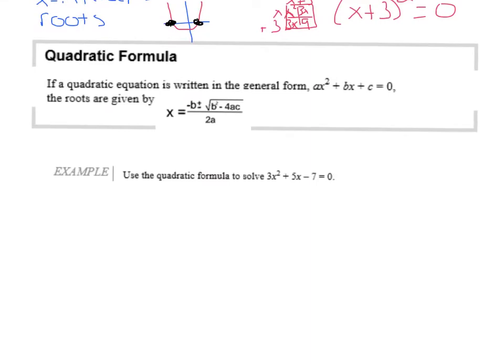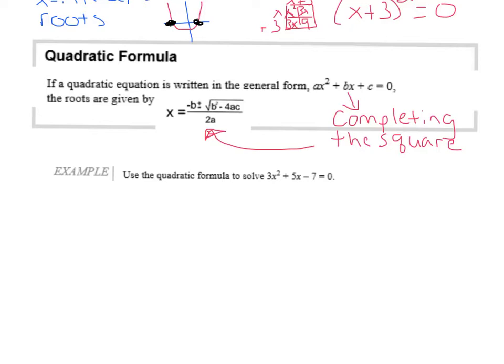The quadratic formula was derived from taking this general form, completing the square, which we did in 9.6, and then solving for x. And when we did that, this is the formula we have. Now for any quadratic, we just figure out what's the a, what's the b, and what's the c, plug it into the formula, and we can find the solutions.